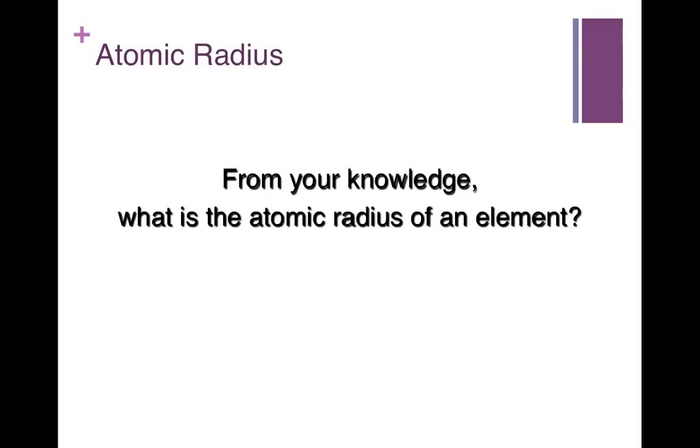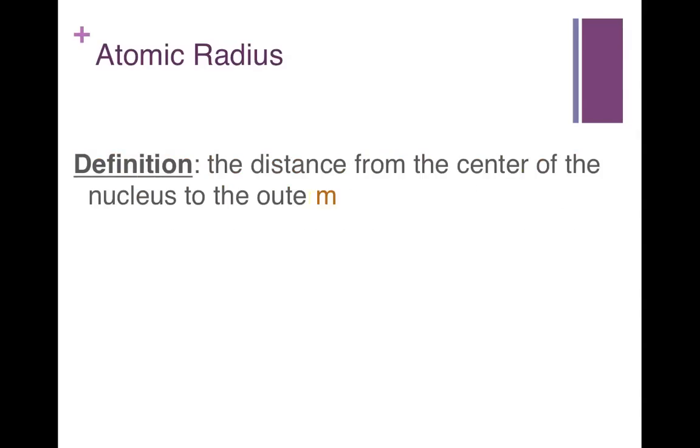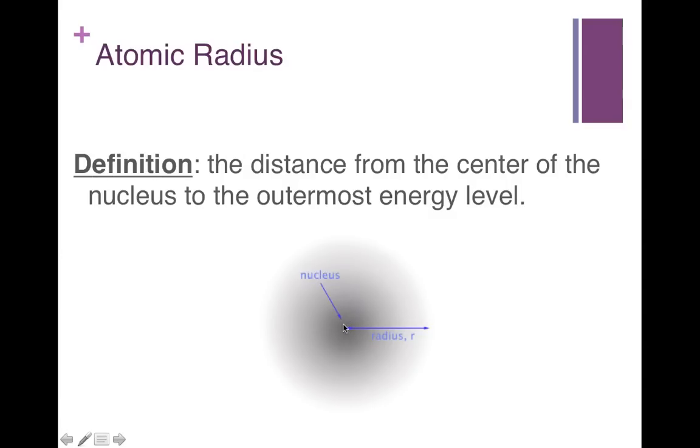Okay? So think about, from what you know, the words atomic and radius. If you had to guess, what would you say atomic radius is? Well, you should know that the radius is the distance from the center of a circle to the outside. So atomic radius is going to be the radius of an atom, or the distance from the center of the nucleus to the outermost energy level, or basically the last electron. And that's going to be the atomic radius right here.